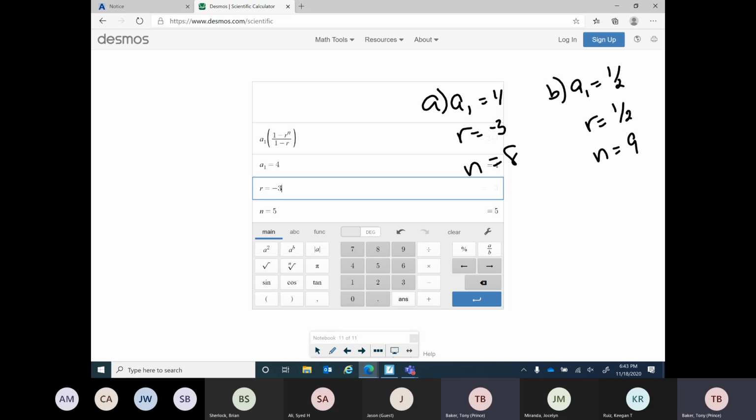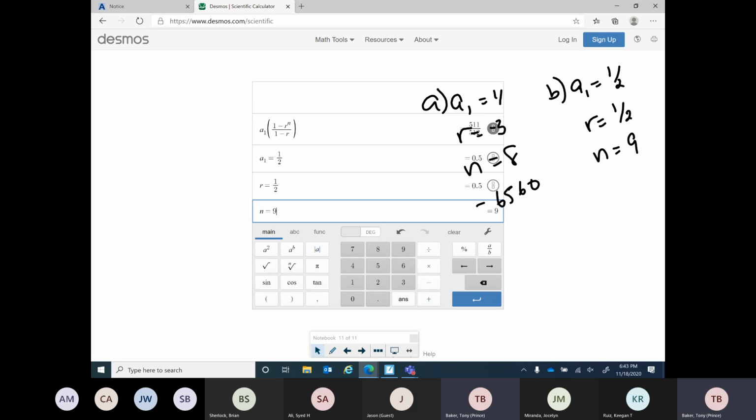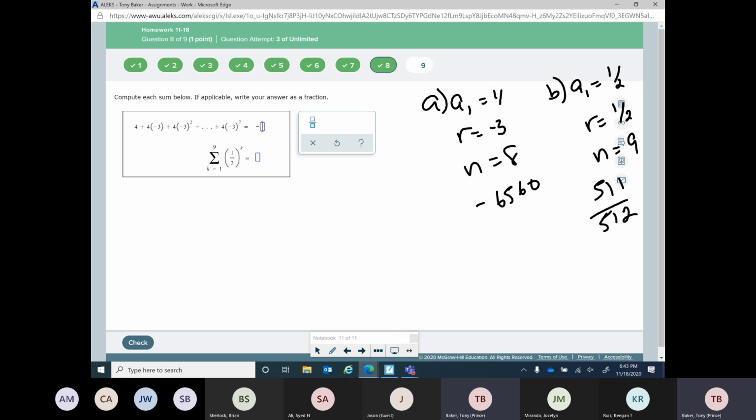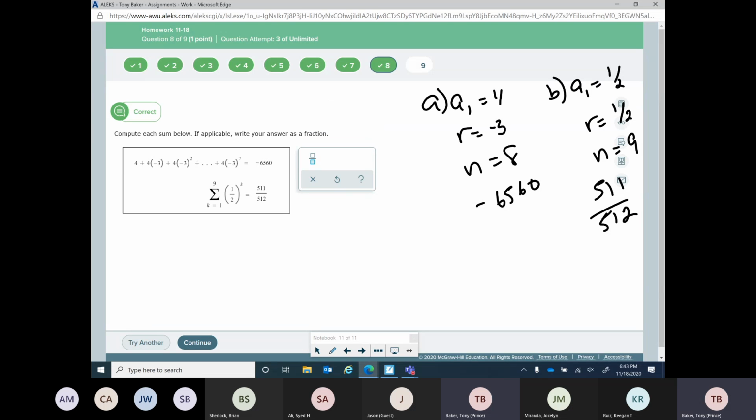So 4, -3, 8, and we get -6560, and 1/2, 1/2, and 9, and we get 511 over 512. -6560 and 511 over 512. Yay.